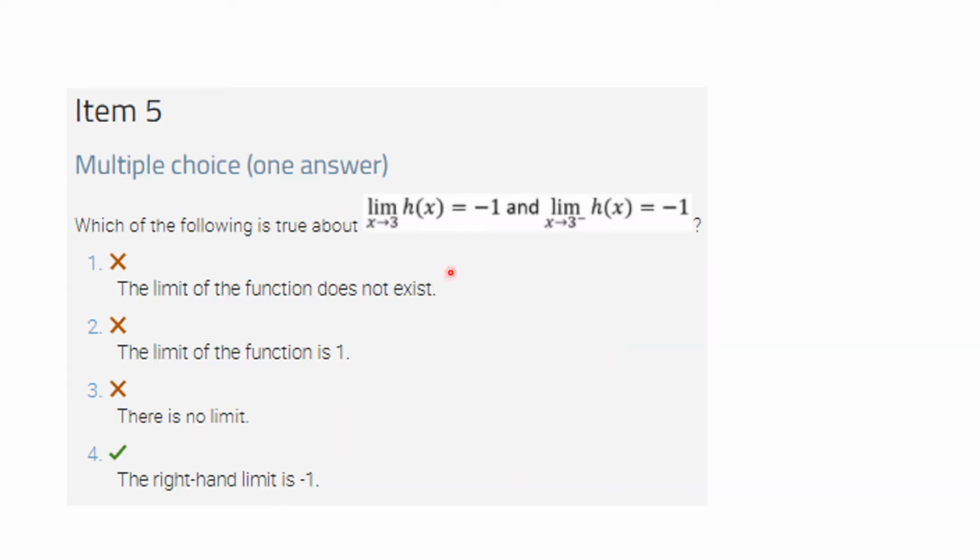On number 5, which of the following is true about the given? x approaches 3, so this one is a two-sided limit. This is the left of 3. So if this is -1, it must be true that the right-hand must also be -1. Remember that if left and right are equal, they are equal to the two-sided limit as well. Okay, and all others are not true. On the first, does not exist, that's wrong because -1 is the limit. The limit is 1, although very obvious, it's wrong. There is no limit, wrong.